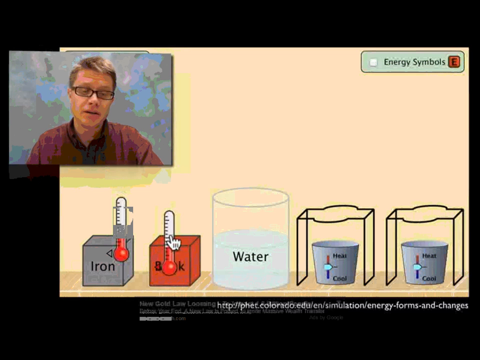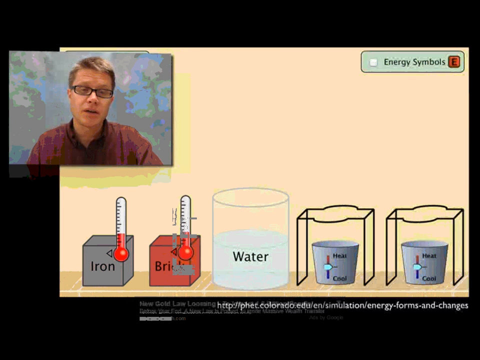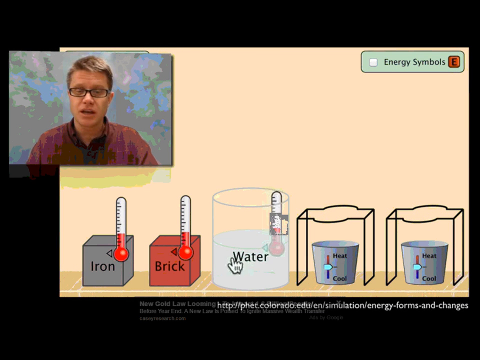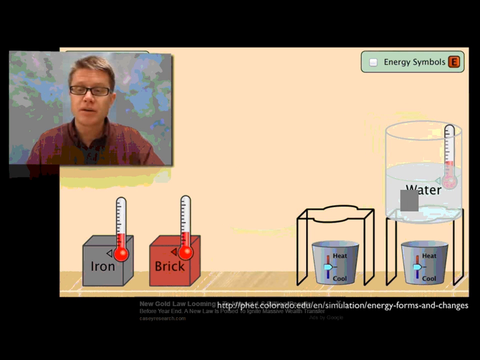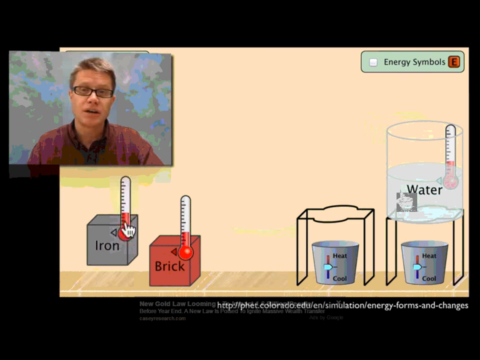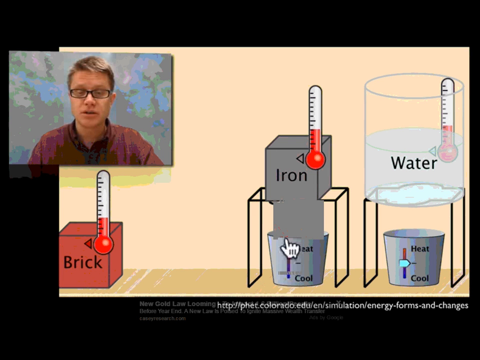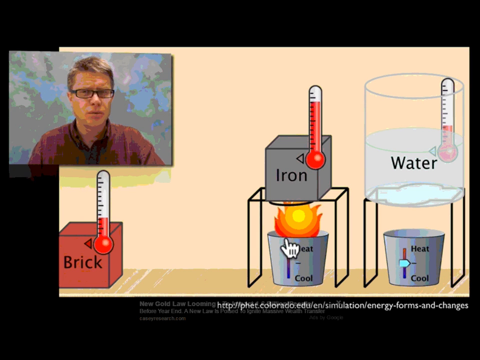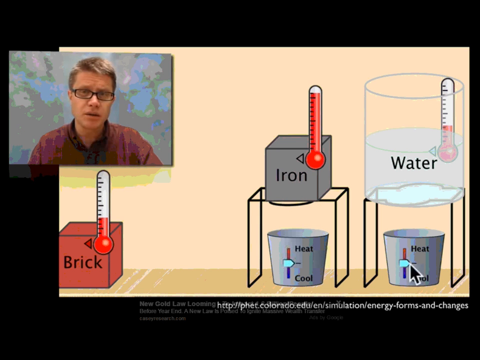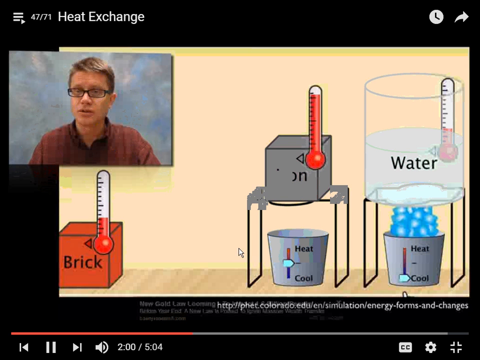So I've got iron, I've got brick, and then I've got water. And so we can assume that we have the same amount of each of these. And if I were to put the water on top of a heating device and the iron on top of a heating device, and I were to just increase the amount of energy, what I'm going to see is an increase in temperature. Well, what's really going on is that we're speeding up those molecules. That's speeding up the molecules of the thermometer.